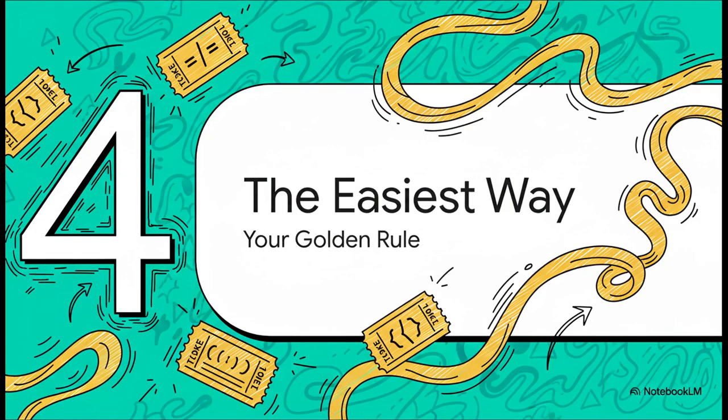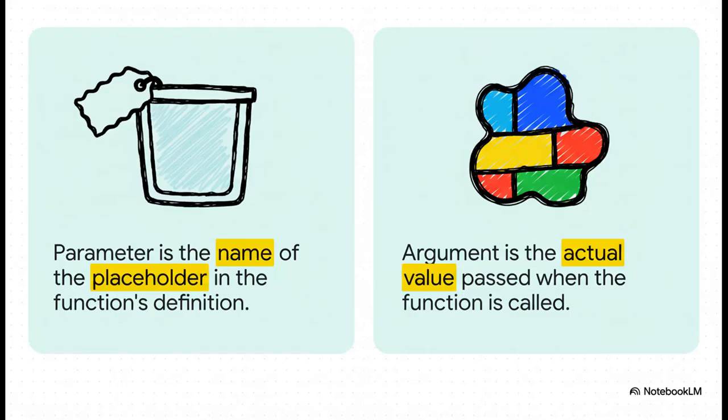Now here comes the part that's going to make this whole thing click into place and just stay there forever. If you forget everything else, just remember this one simple rule. This is your golden ticket. You're never going to mix these two up again. And here it is. It's this simple. Ready? Parameter is the name, argument is the value.